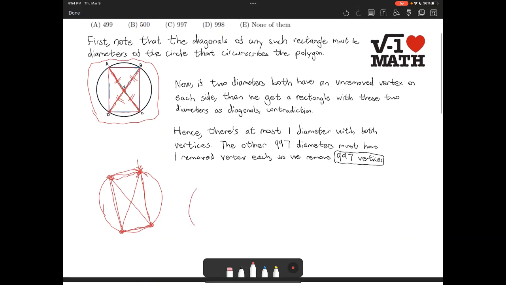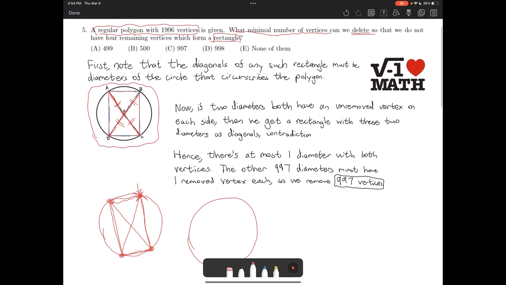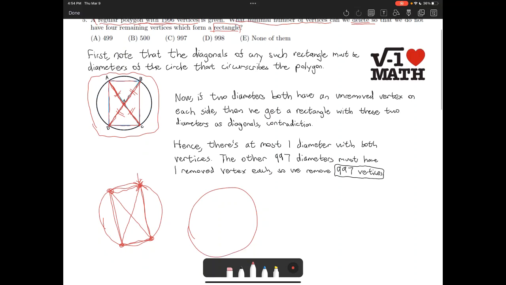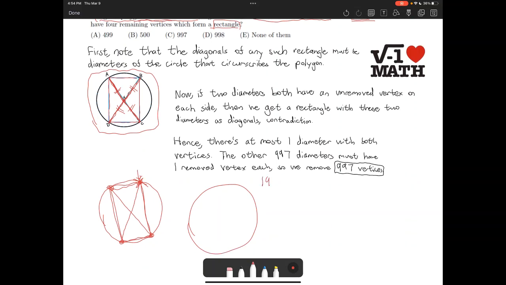But wait a minute. In the regular polygon with 1996 vertices, there are 1996 divided by 2 equals 998 diameters. So, yeah, I'm not going to draw these out. This is going to take an eternity. But you get the idea.